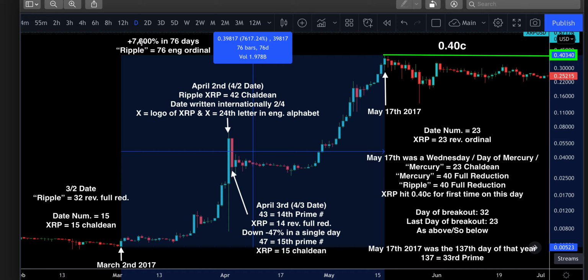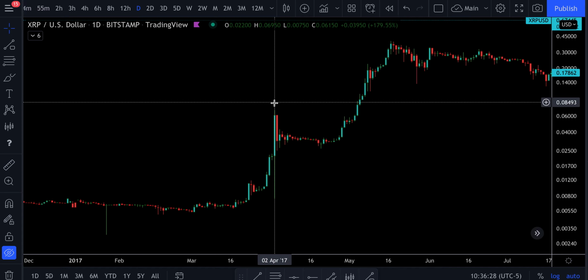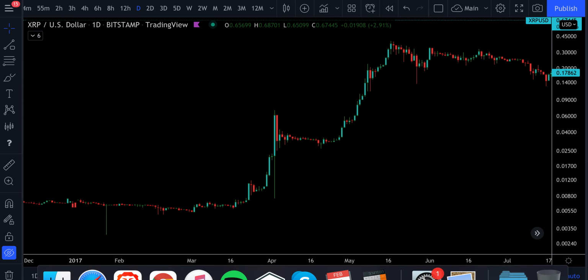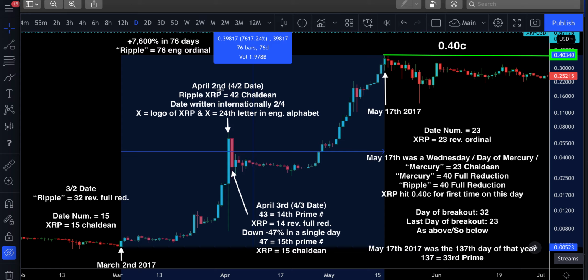So we have this 7,600% in 76 days, Ripple equaling 76. So this was clearly manipulated by the code. Now let's take a moment to look at this particular day right here, because this was a massive volatile day. 180% in a single day, and it was the date of April 2nd. So the date of April 2nd is 4/2. And again, Ripple XRP in Gematria equals 42.